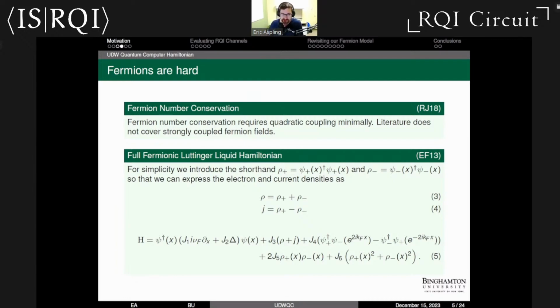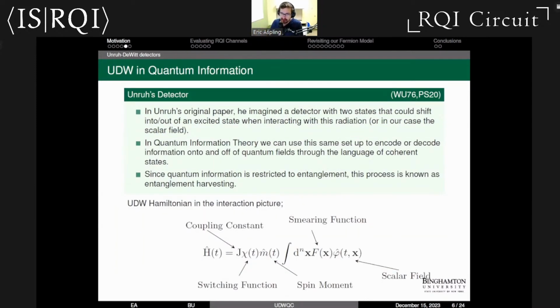Like I said, a lot of this stuff is very well understood. But in order to do it, we really want to bring it into the UDW model that you guys have been working on so hard and have done a lot of good work with in the past decade and a half or two decades or so. And so those of you who aren't familiar, we just have this Unruh-DeWitt detector.